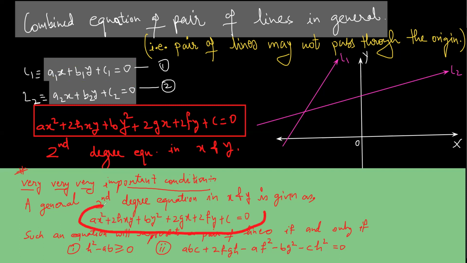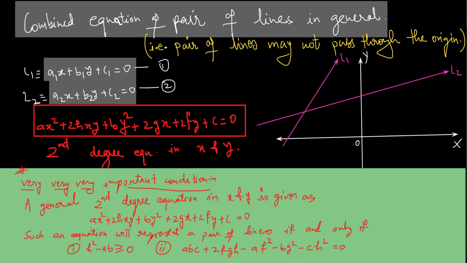If I am having one such equation, which is a second degree equation in x and y, I cannot blindly say that this is two lines not passing through origin. No, such an equation can be a parabola or an ellipse or a hyperbola also. Yes, it can be, or a circle as well. This can even be a circle.